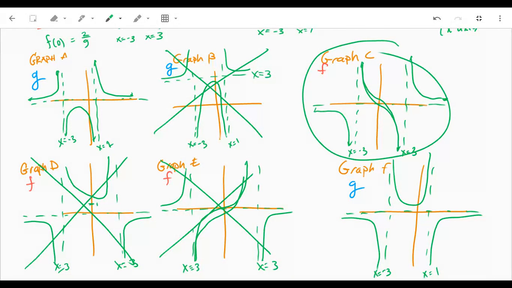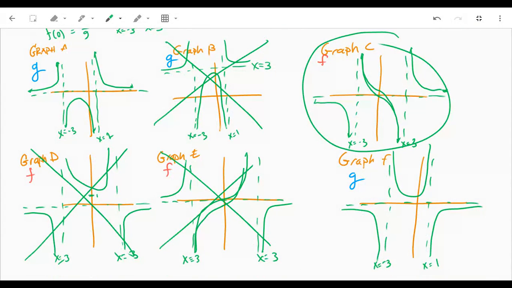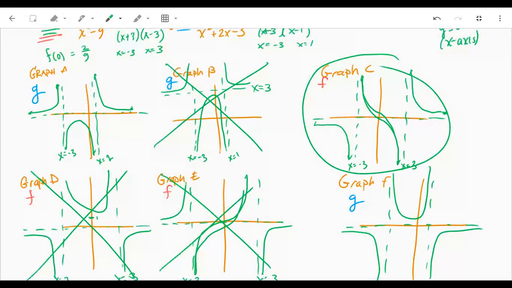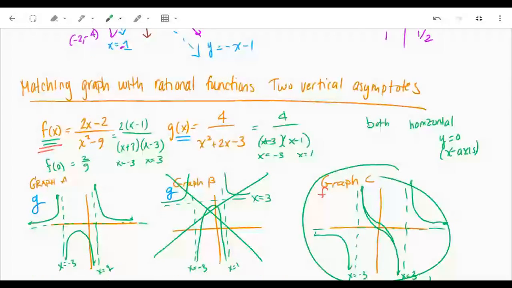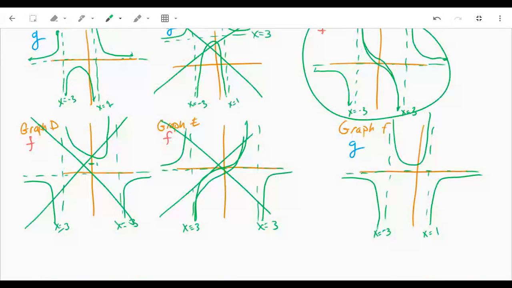Okay, f of x. So let me just double check my answer here. Yeah, okay. All right, so we figured that one out. Now we look at G, and we're only down to 2 for G, and you can already tell that if I figure out the y-intercept, I'll know which one it is, right? Because one of them's positive, one of them's negative. So then G of 0 will be 4 over -3. So -4/3. And if you look, graph A could possibly be at -4/3, but graph F, that y-intercept is positive, so it's not graph F. Okay, so G would be graph A.